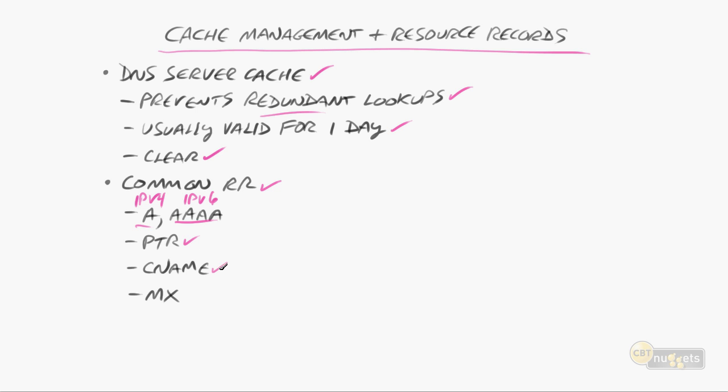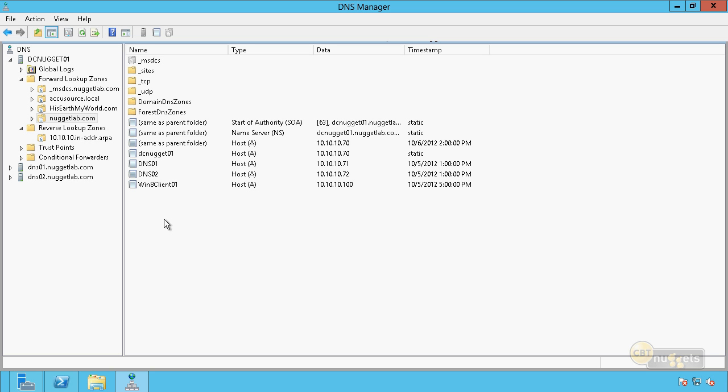Well, that's part of what a CNAME can do for us. And then MX is a mail exchange record, and that will point to mail servers. All right, so we've actually seen a couple of these already. Pointer I just showed you. Let's take a look, though, specifically at CNAME records to see how that works.